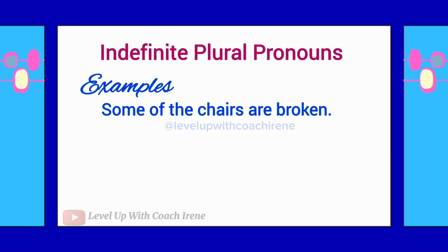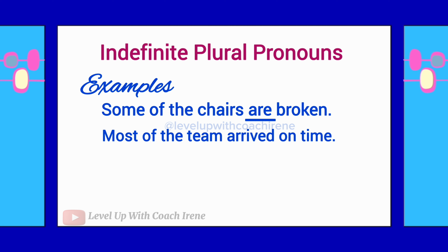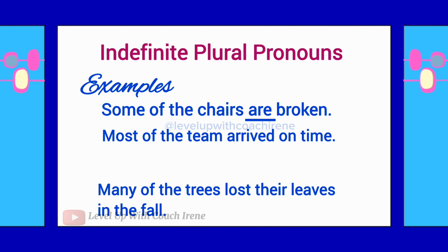Examples: some of the chairs are broken. Notice we use are as the verb in this sentence, indicating a plural pronoun. Most of the team arrived on time. Many of the trees lost their leaves in the fall. In these sentences, you can see that the pronouns help to convey generality and are particularly useful when making statements about groups without needing to specify each number. Their verbs are always pluralized.